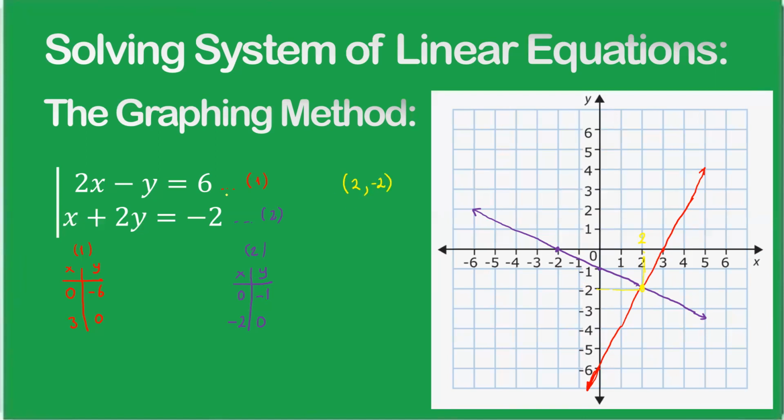Now if I write 2 instead of x and minus 2 instead of y, in the first one it must be 6. Let's see that. 2 times 2 is 4, and minus minus 2 becomes plus 2, so 4 plus 2 is 6. The first one is okay. And what about the second one? If you write 2 instead of x and minus 2 instead of y, it becomes 2 minus 4, which is minus 2. It is also true. So this is our solution.